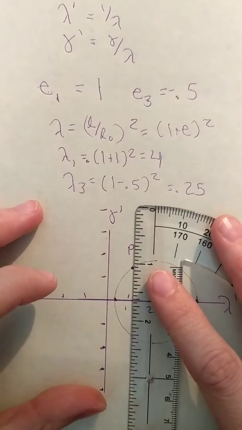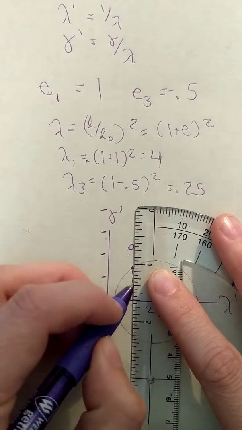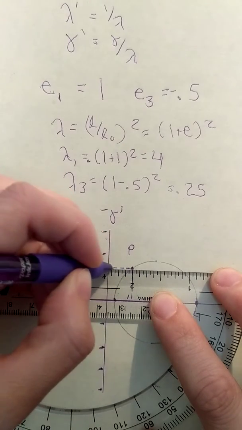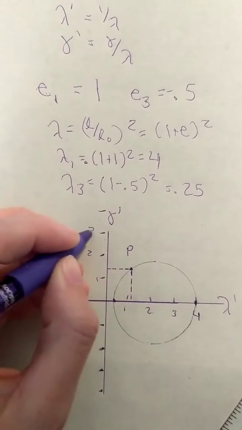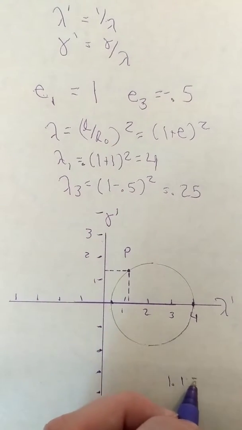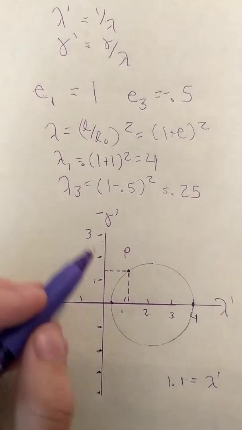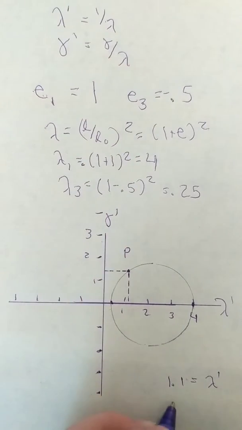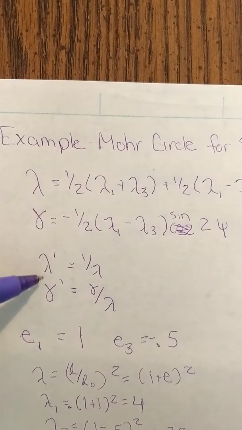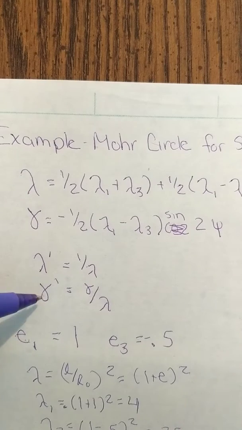And if we bring our values down, that will give us our strain values, which should be 1.1 for our lambda prime, and should be about 1.4 for our gamma prime. Now remember, we want to convert back from our lambda prime to our lambda, and our gamma prime to our gamma.